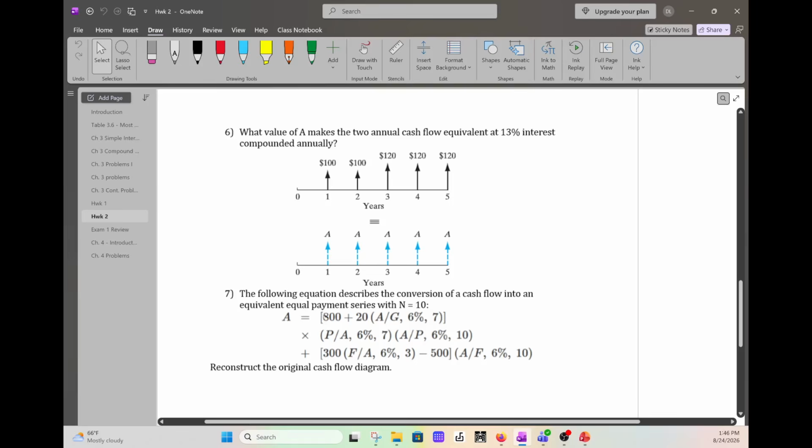And then below, I want to see how well you can reconstruct this cash flow from this equation, where you have 800, and then you have A over G, you have P over A, you have A over P, F over A, A over F. Okay, do the best you can. I'm curious to see how everyone does this. So this will probably be a bonus problem for number 7.